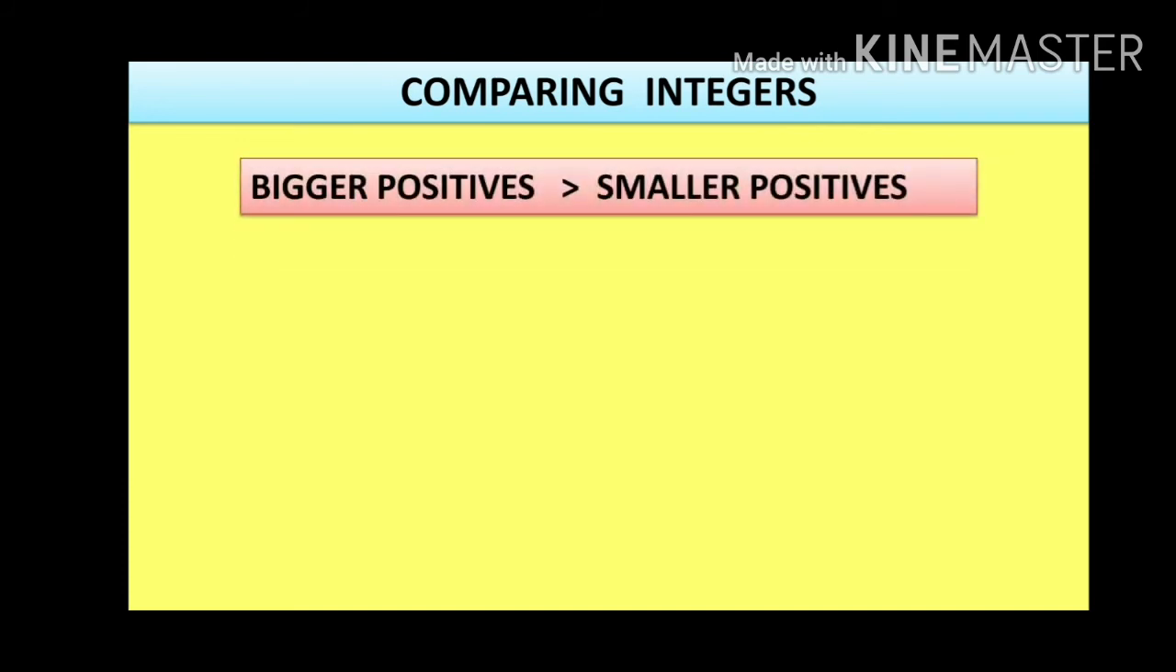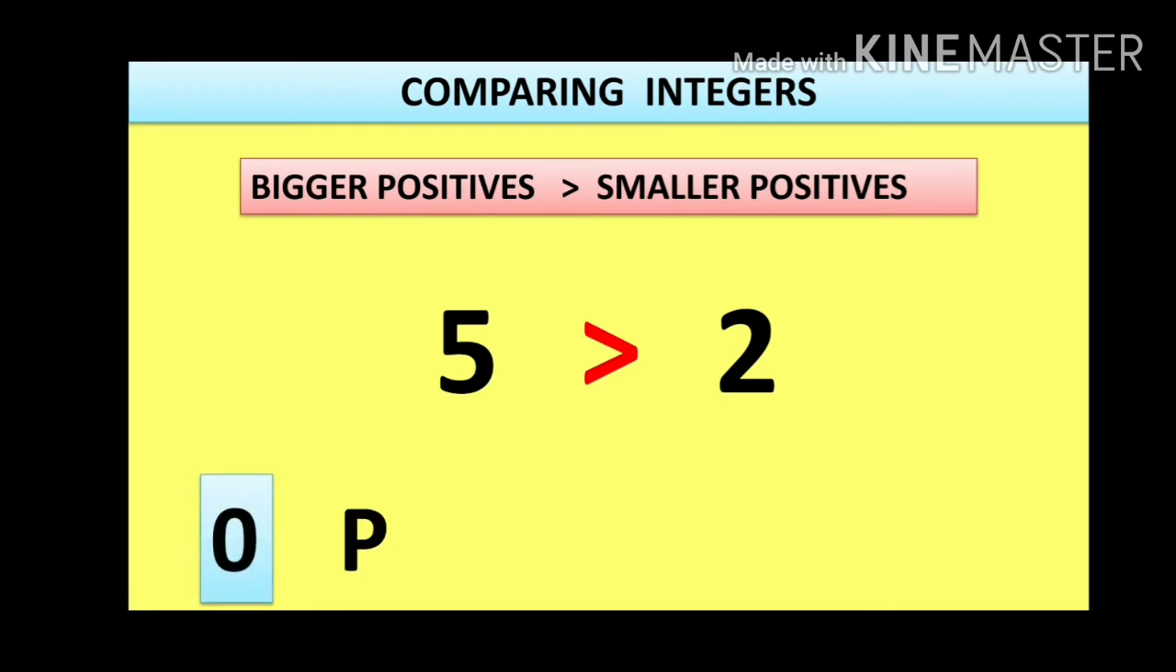So already we have seen this, bigger positives are always greater than smaller positives. If you take 5, 5 is always greater than 2. When I say bigger positives, let us take a positive number p. As p moves away from 0, as much as it moves, the value increases. So you can see here, as the value p moves away from 0, its value increases. 5 is greater than 2 because 5 is farther than 2 from 0. So 5 has greater value.